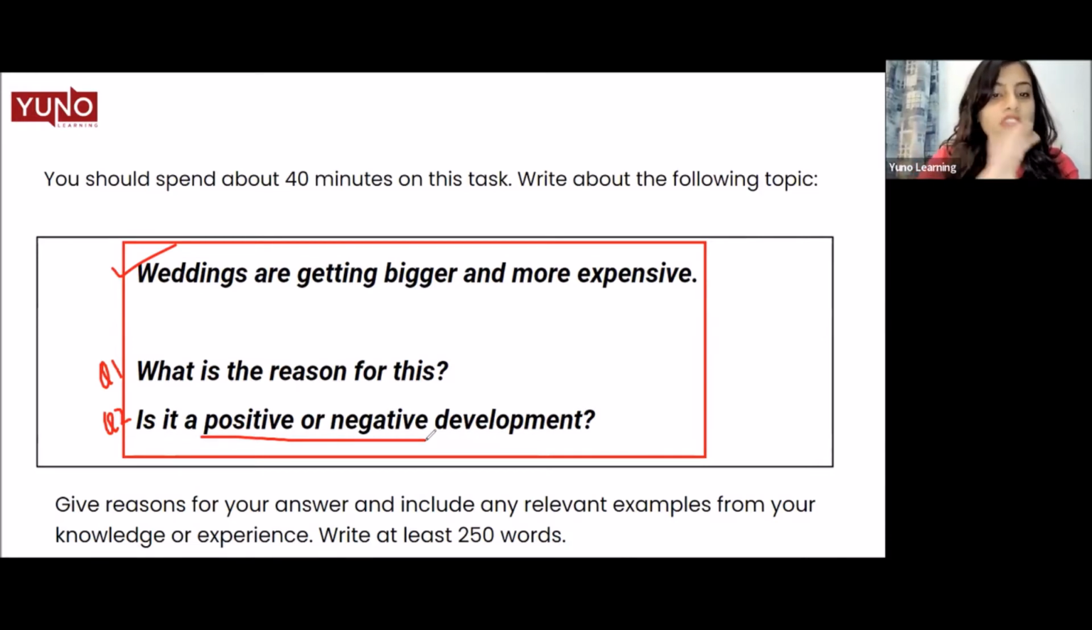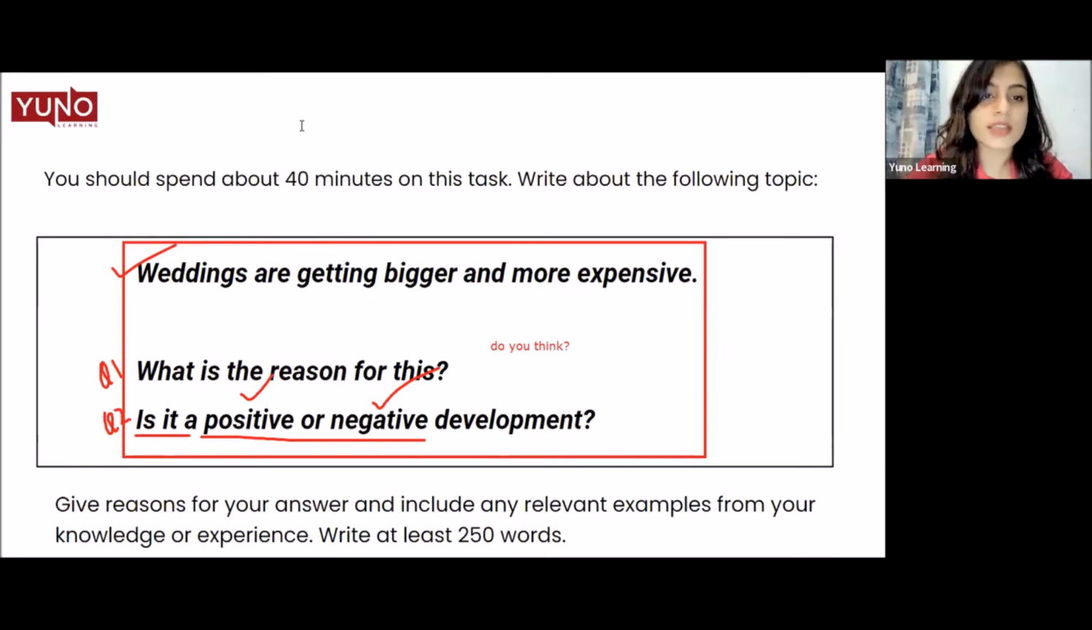You should make it a very general view and write a general statement on what you think, whether it's positive or negative, but don't personalize it, because here it is written, is it a positive or negative development. They've not written that, do you think? They did not write that. So therefore, you will not personalize it. This is not an opinion essay for this particular reason.